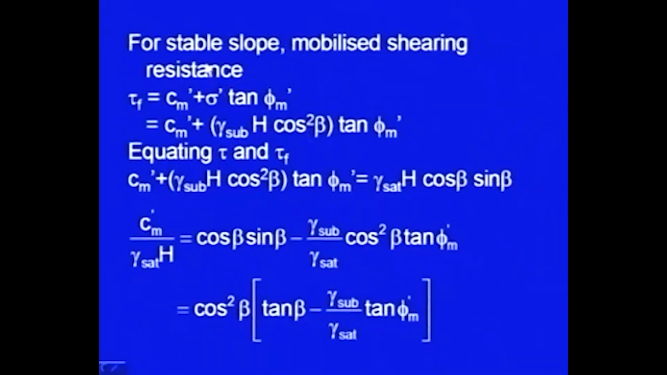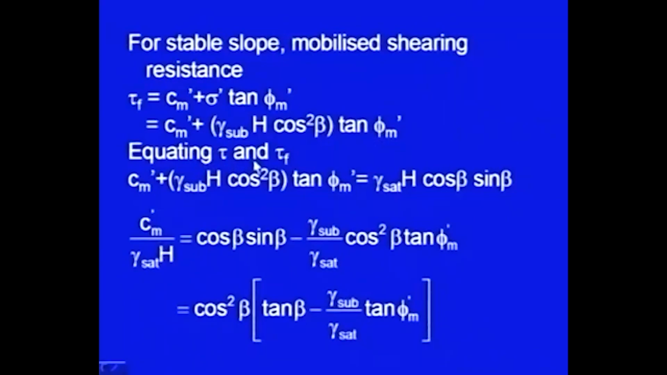So, shearing stress will be equal to gamma saturated into h cos beta into sin of beta. Now, we are considering the slope to be stable, and let us talk in terms of the mobilized shear strength parameters. So, mobilized shearing resistance will be equal to c m dash plus sigma dash tan of phi m dash. Put the value of sigma dash here, which is gamma submerged h cos square beta, which we have taken from the previous slide, and by putting this value we get tau f equal to this much.